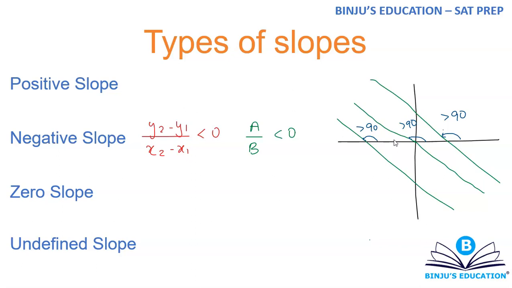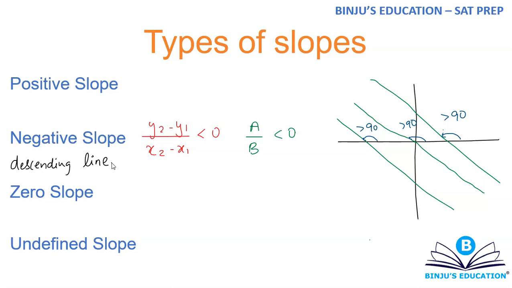So if the line is passing through second and fourth, it may or may not pass through 1, it may or may not pass through 3, it may or may not pass through origin, but if the line is passing through second and fourth, then the slope has to be negative. And whenever you have a negative slope, the line is going to be a descending line. Remember this.